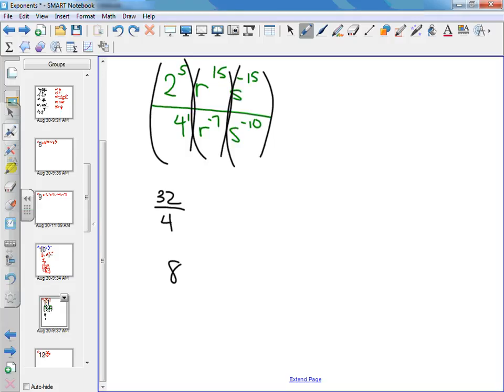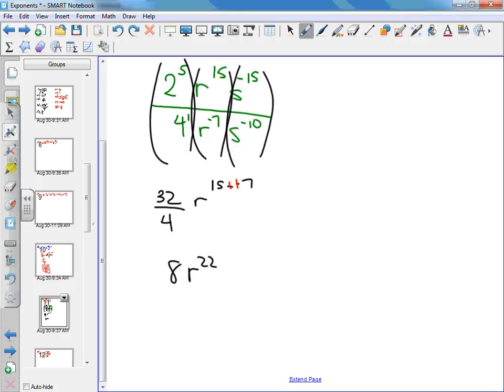How are the R's attached? They're attached by division, so what do I do with my exponents? So 15 minus negative 7. Minus a negative is actually adding a positive. That gives you R to the what? 22nd. Excellent. Okay, the S's.